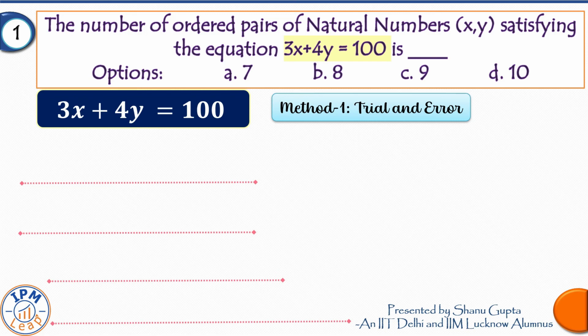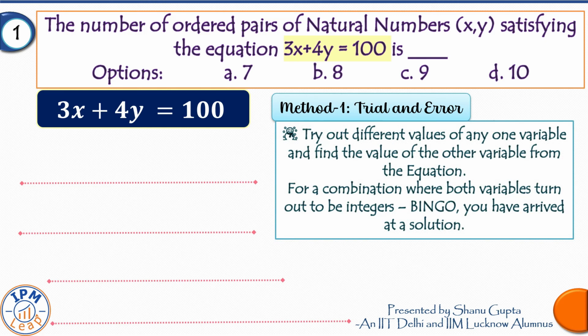So one of the most intuitive methods, let me call it method 1, is trial and error. Everyone who is trying special equations for the first time should know this method because in many questions, we can find our answer by simply using this method, nothing more. Now see, since our variables are natural numbers, we can try out different values of any one variable, say of x, and find the value of the other variable y from the equation. Smallest value x can take is 1 because the smallest natural number is 1.